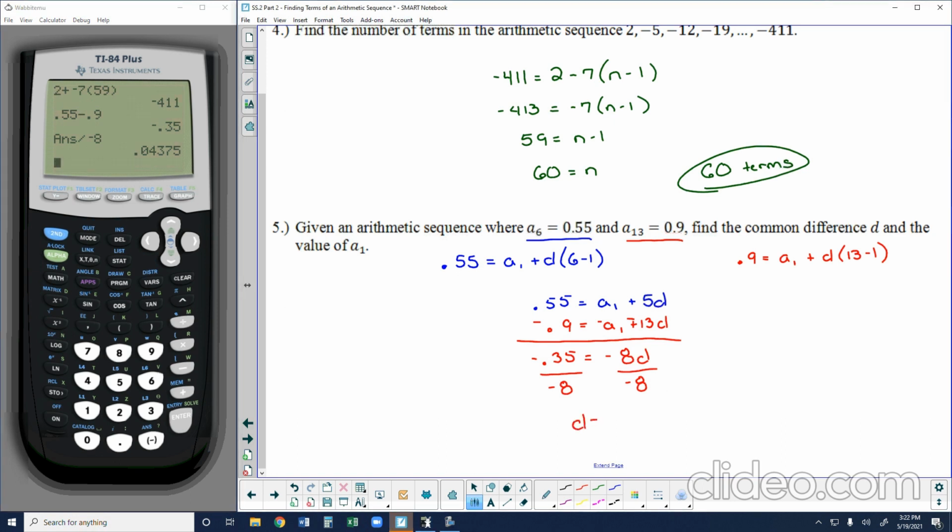My common difference is going to be a decimal, which we can list as a decimal, but I'm going to go ahead and turn it into a fraction. This fraction is 7 over 160.